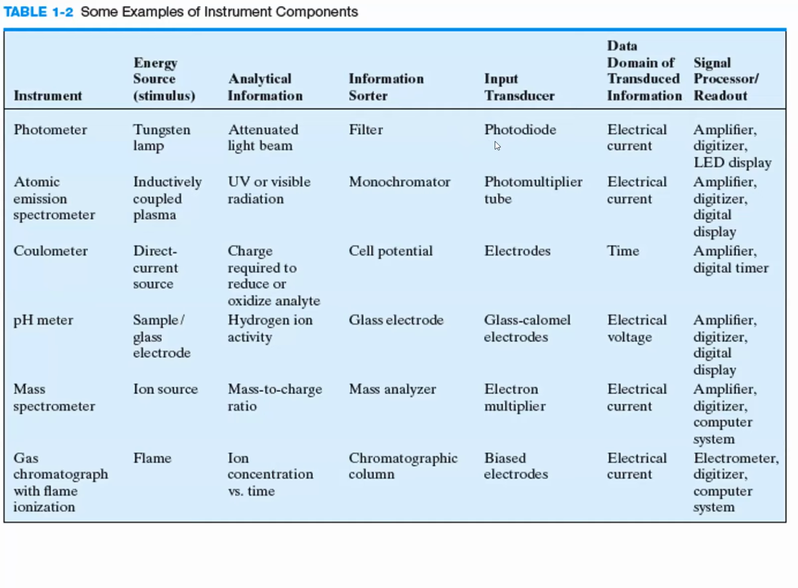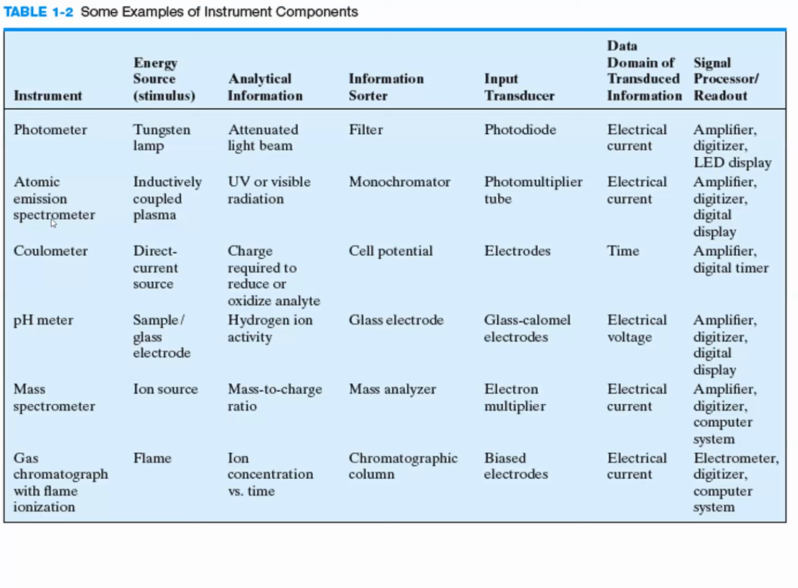So you use a photodiode. Then you interpret the data from a photodiode, you change the information into an electrical current. So that is the data domain of the transduced information. Then from there you have an amplifier or a digitizer or an LED display, which is a signal processor. That is your readout. Now let's talk very quickly about the atomic emission spectrometer.